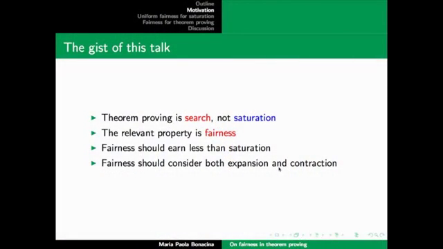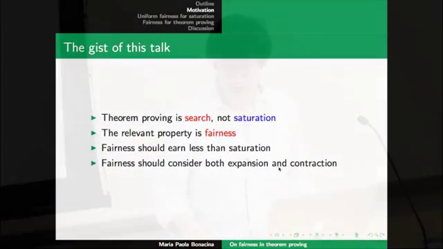Now, what is the main message of this talk? The main message of this talk is that theorem-proving is search, not saturation. The relevant property to distinguish between search and saturation is fairness, which has to do with the control of the inferences rather than with the inferences themselves. And the message is that fairness really should earn us less than saturation, because saturation in a sense is too much for theorem proving. And fairness should consider not only expansion inference rules, namely the inference rules which deduce consequences from given premises, but also contraction inference rules, namely those inference rules which remove redundant formulae.